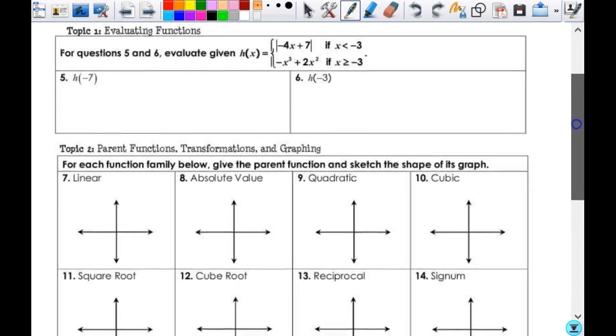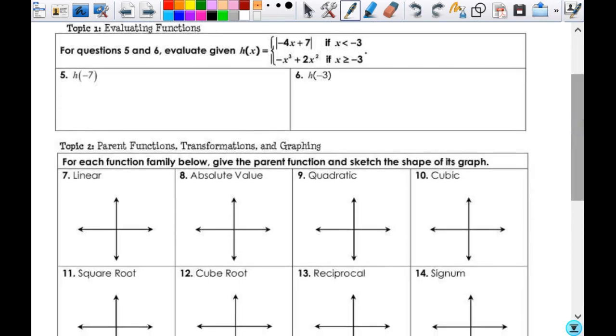So we're going to start with evaluating this piecewise function. I'm looking for h of -7, so I have to look and see which of these two this would fit into. -7 is less than -3, so I'm going to substitute it into this first one. So h of -7 equals the absolute value of -4 times -7 plus 7. That gives me the absolute value of a positive 28 plus 7, which is positive 35. So h of -7 is 35.